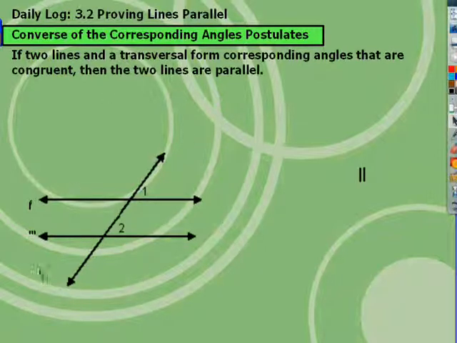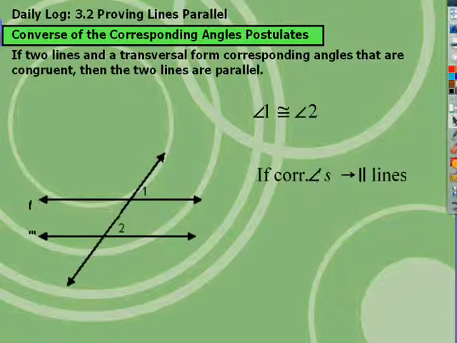Alright, looking at this diagram here, I have angle 1 and 2, and they are corresponding angles. So if I'm given that angle 1 is congruent to angle 2, that is enough to show that I have parallel lines. Because if corresponding angles are, oops, I should have the symbol congruent there. Let's add that in. If corresponding angles are congruent, then I have parallel lines.